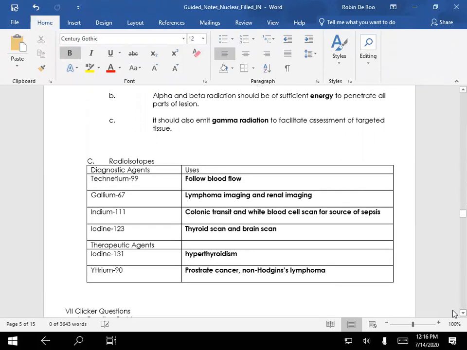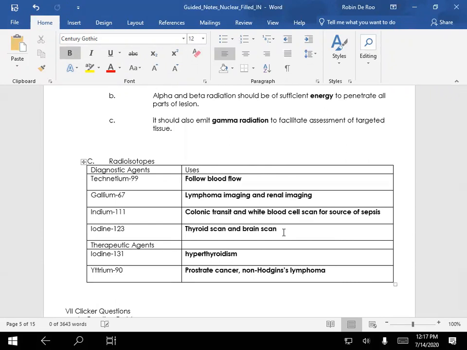So these are a few diagnostic examples. So you could follow blood flow. You could do lymphoma imaging and renal imaging. You could look at colonic transit and white blood cell scan for a source of sepsis. You could do a thyroid scan and a brain scan.